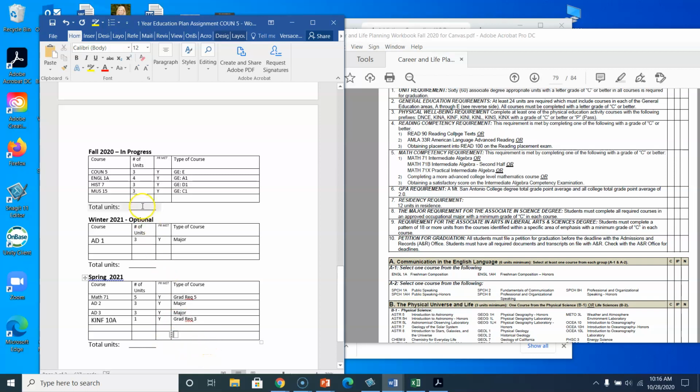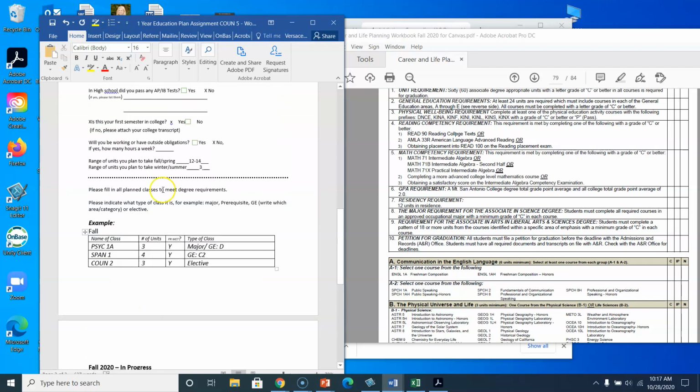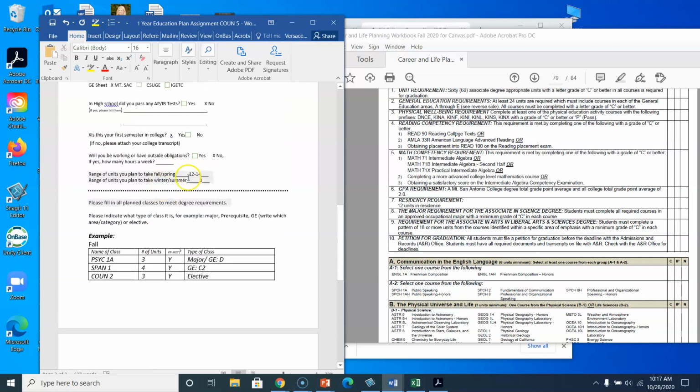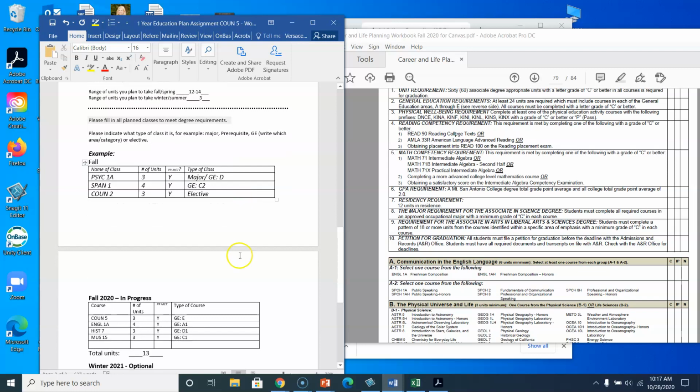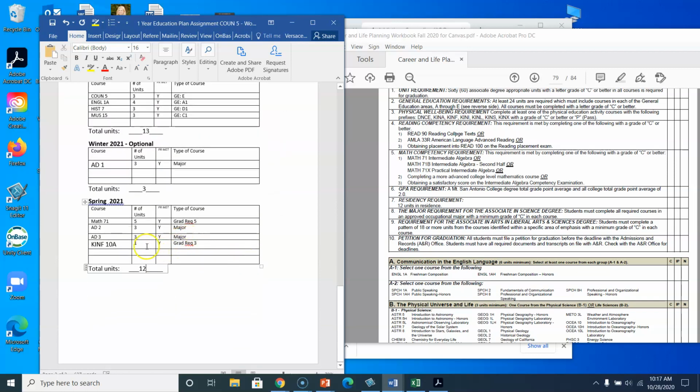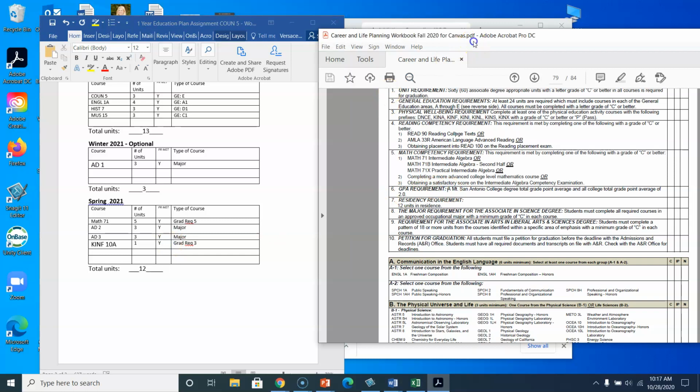All right, so let's add up the units. We've got 13 for fall, we've got 3 for winter, and we've got 12 for spring. Let's make sure that matches what we said our goal was. Yep, 12 to 14 and 3. All right, so now let's just double check this prereq so you can see how to check them.